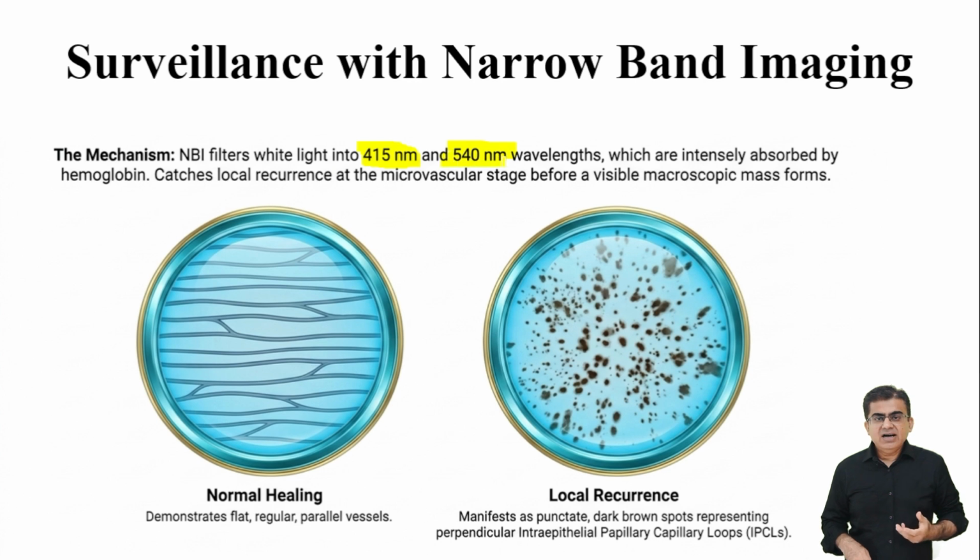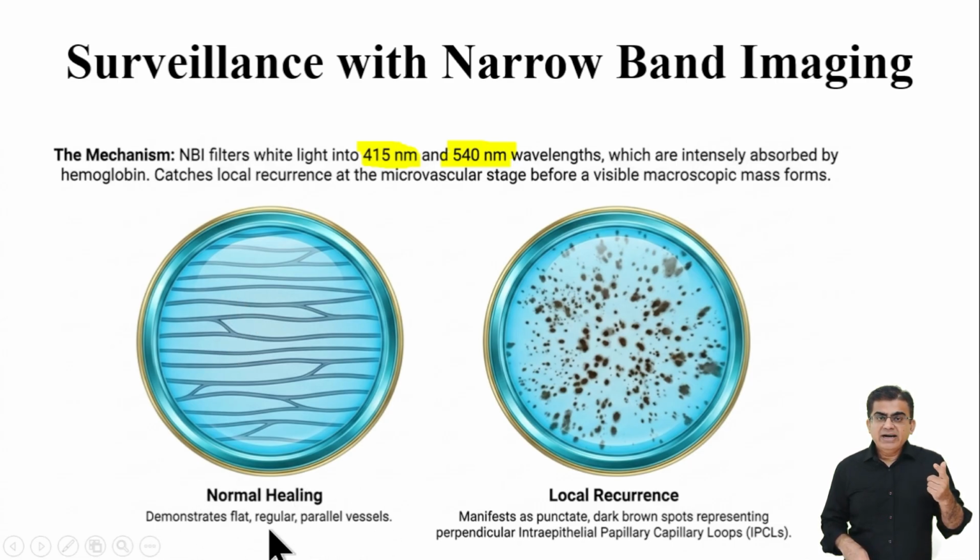These precise wavelengths are intensely absorbed by the hemoglobin in the blood. This means the superficial blood vessels will look extremely dark and sharply contrasted against the normal tissue. Now please look at two circular images on your screen. On the left, you see a completely normal healing pattern. Notice how the blood vessels here are perfectly flat, highly regular, and gracefully run parallel to the surface. This is exactly the healthy pattern you would want to see.